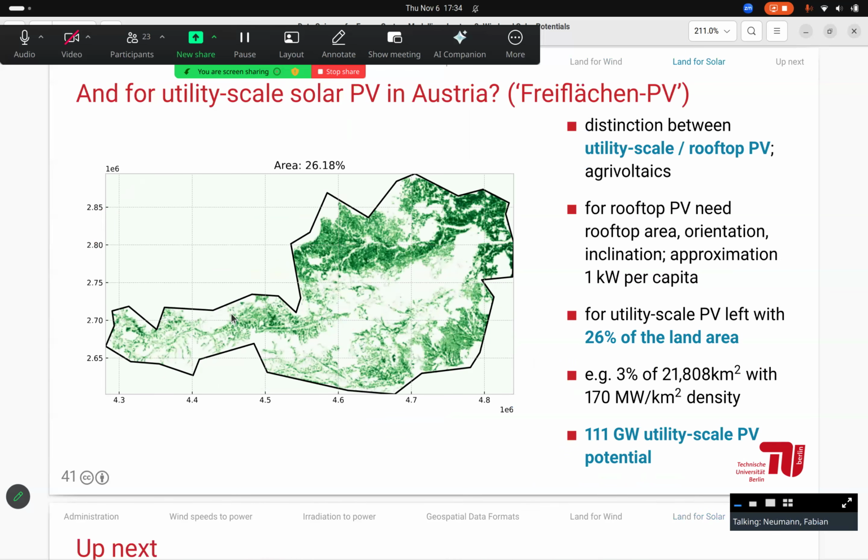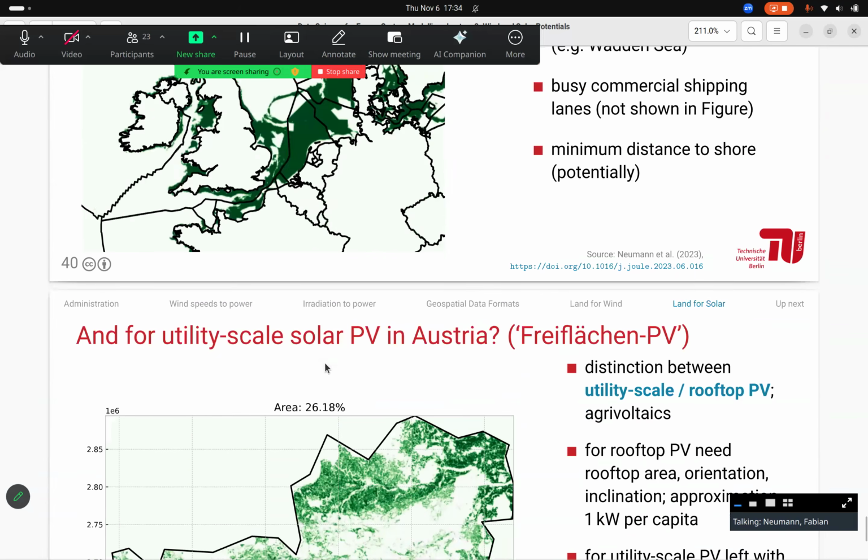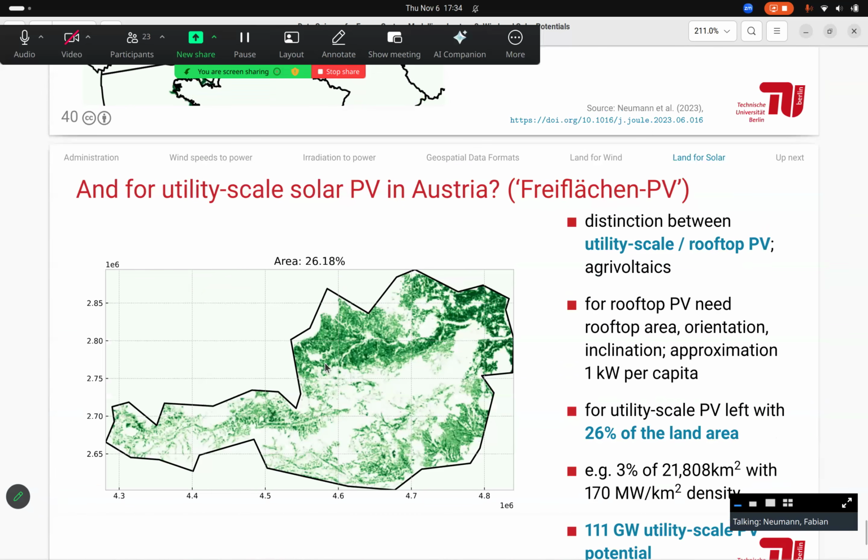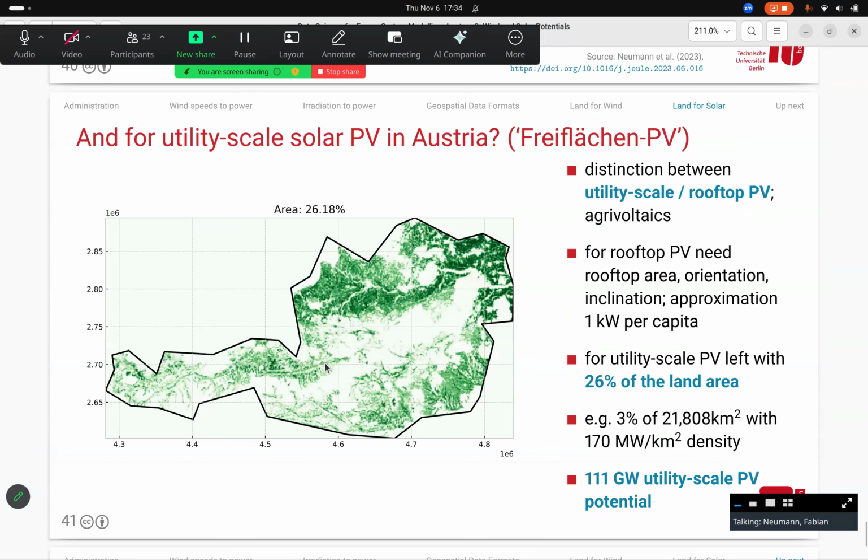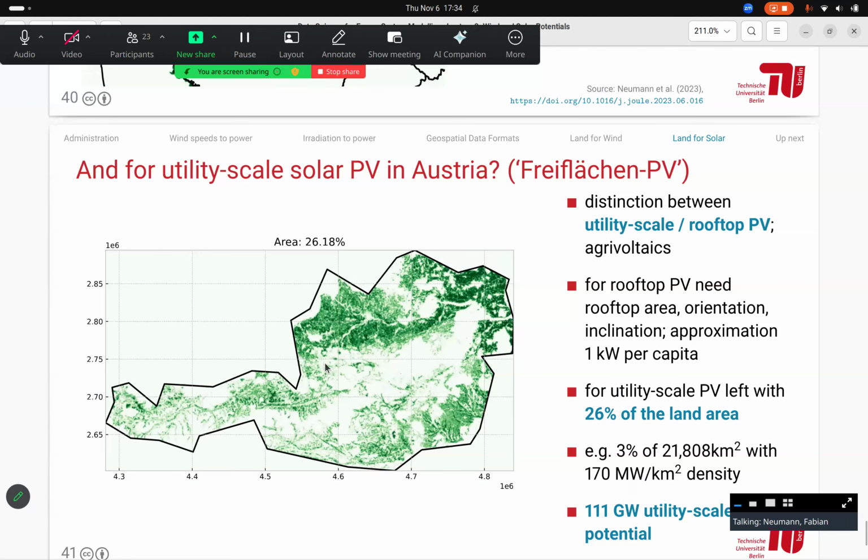Yes, so I didn't talk much about solar, but in principle it's all the same. You just have different criteria, and you have to distinguish a bit between open field, Freiflächen-PV, or rooftop PV on buildings. The approaches are slightly different.